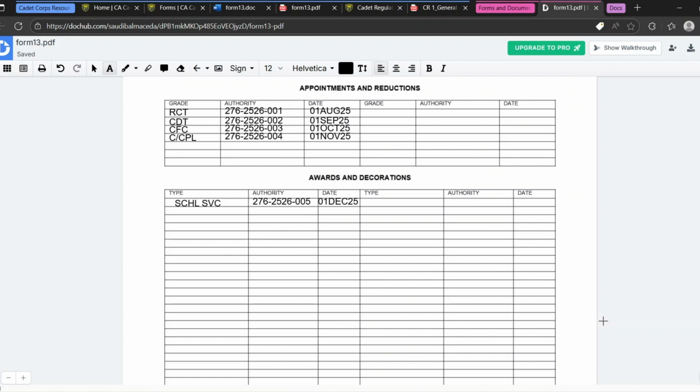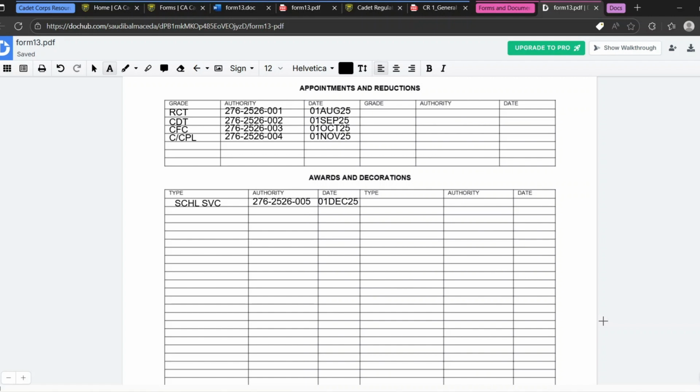Now, there are a bunch of abbreviations, and if you guys want to look more into that, I will link in the description the regulation that has all of the abbreviations of each award listed, and in this example, the authority is again 276, the 25-26 school year, the 5th order being written. Now, if you guys have any questions finding any of the orders pertaining to any of the ribbons you have, please contact your S1 and they will help you find that order and help you fill in your Form 13 if you have any questions about it.